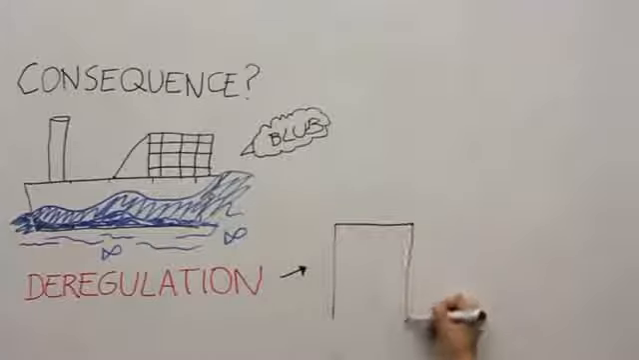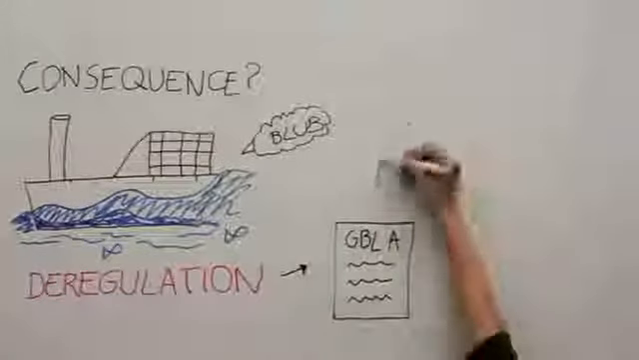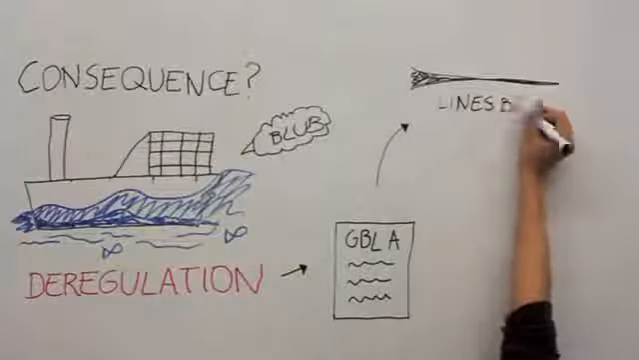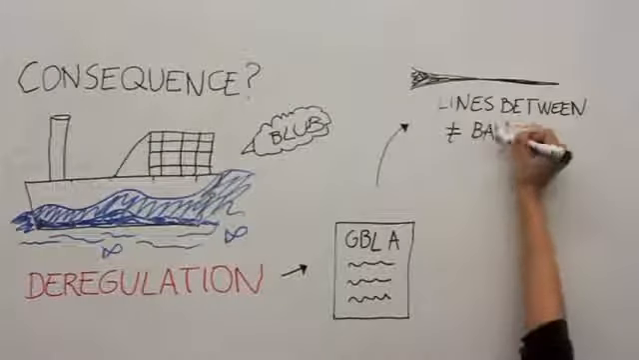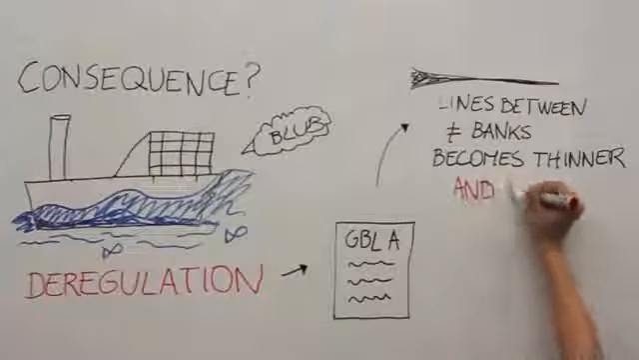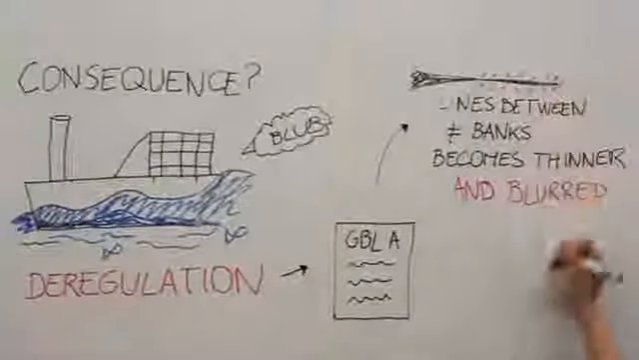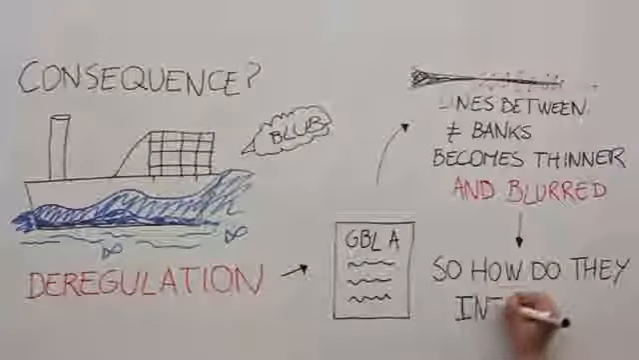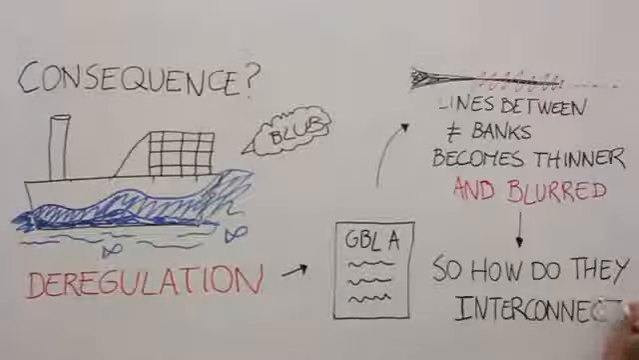An example of deregulation would be the introduction of the Gramm-Leach-Bliley Act, which pretty much undid the Glass-Steagall Act. So now it was possible for investment banks to use consumers' money for risky investments. So the lines between the different banks became thinner and more blurred. So are these banks interconnected or not connected? That's the question. Shakespeare.